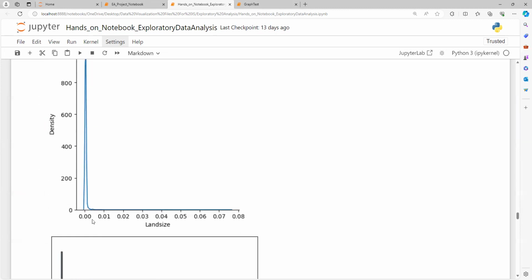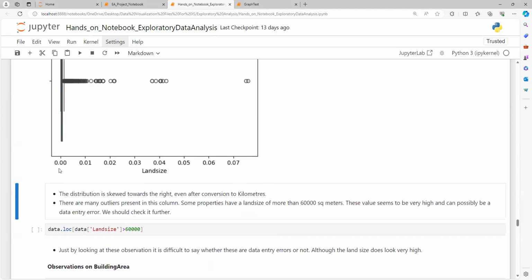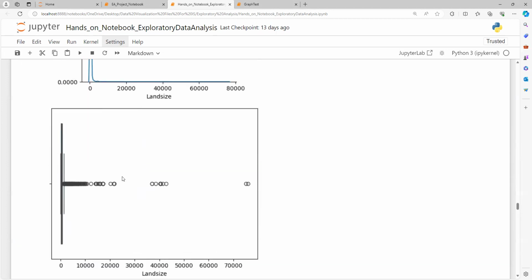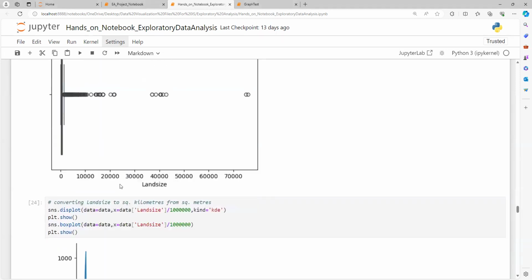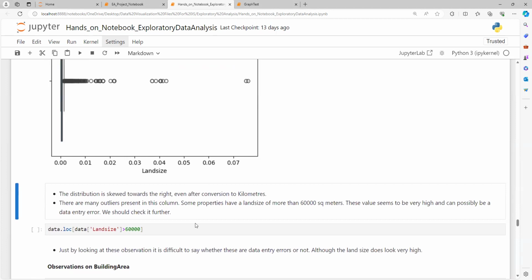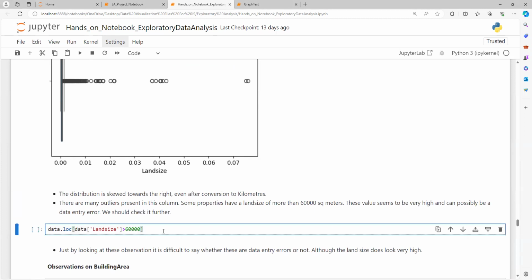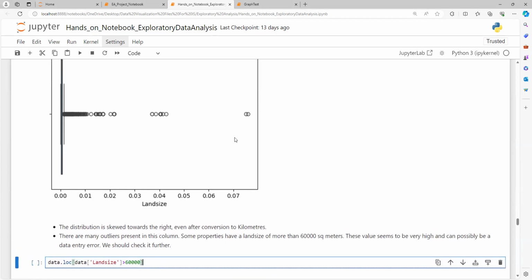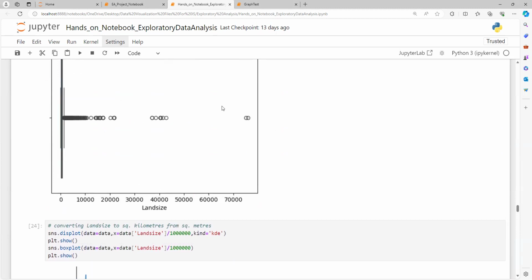stays the same, but the land size now, instead of being 10,000, it's 0.01 and so forth. So it didn't really change. The graphs look identical. The only difference is the x-axis. And that might be useful if you want to change it into a different term, if we're going to drop some stuff, other things like that. Again, skewed to the right, a whole bunch of outliers. We're going to have to look at this more. But you can clearly see that with this one, even up here at 60,000, we got some outliers really far.